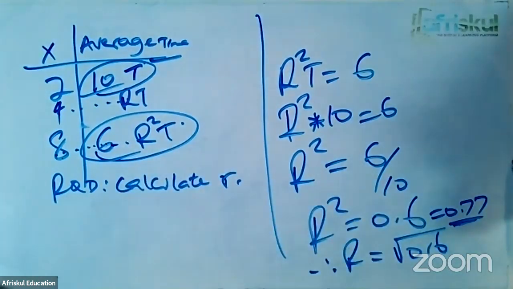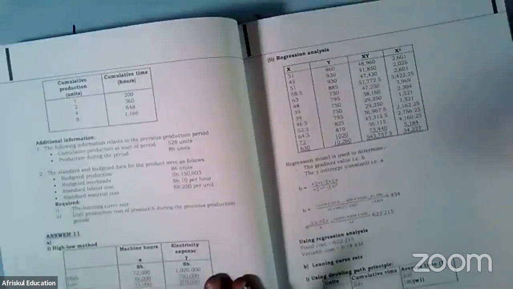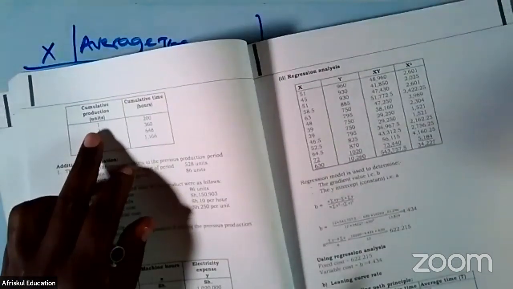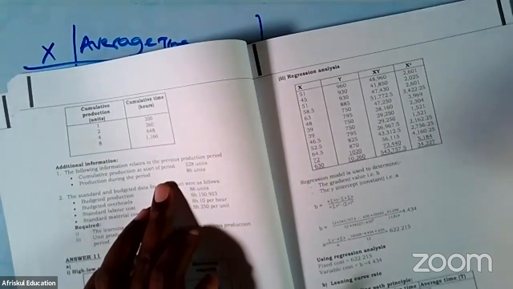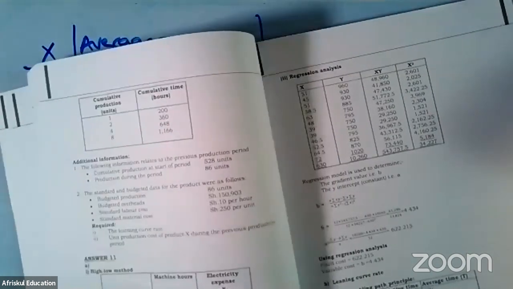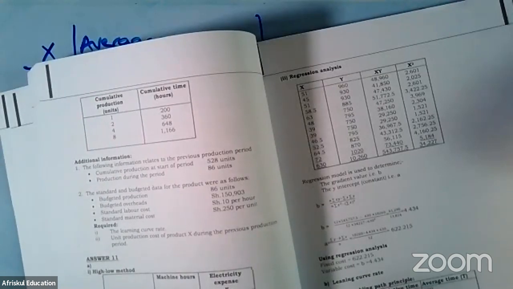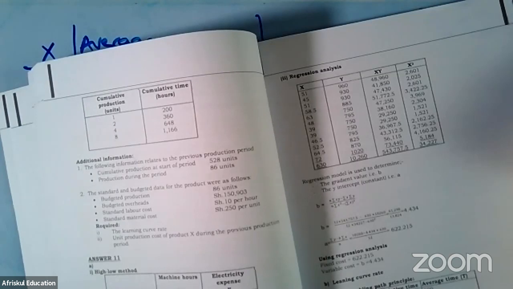Now look at this particular question in this book. If you have the book, you can straight away come here where they have given us cumulative production, and then we have cumulative time. And then they want us to give them the learning curve rate. Could you kindly take like 2 or 3 minutes and do this question for us before we come to the end of this class.